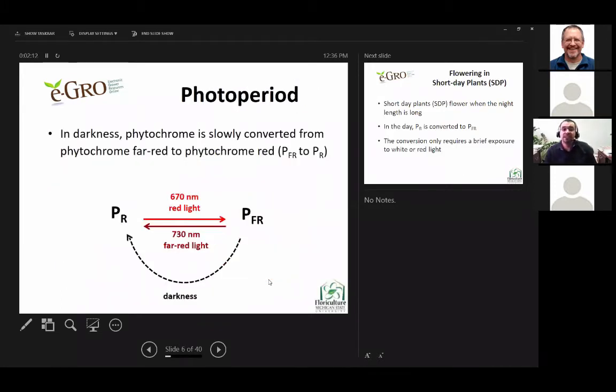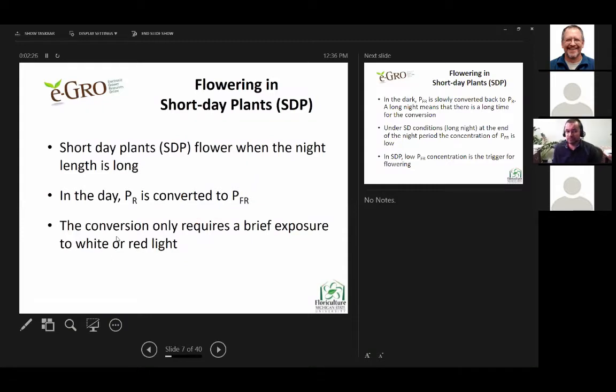So in darkness, phytochrome, PFR, is converted slowly to PR. Let's take a look at short day plants, for example. As Chris mentioned, short day plants flower when the night length is long. In the day, PR is slowly converted to PFR. The conversion only requires a brief exposure to either white or red light. Now this is really important, and as we go on, I'll talk a little bit more about this.